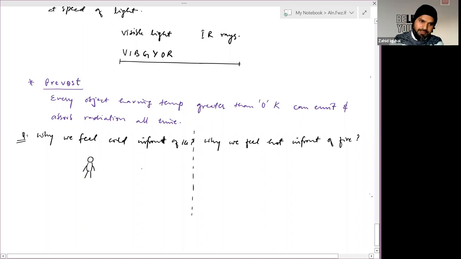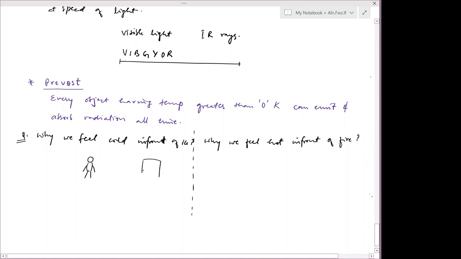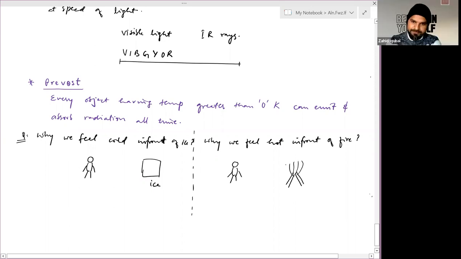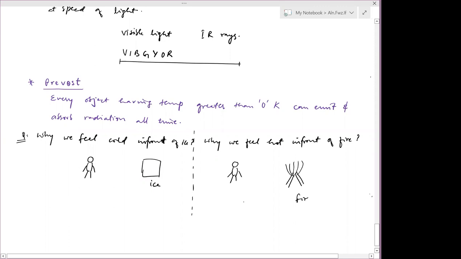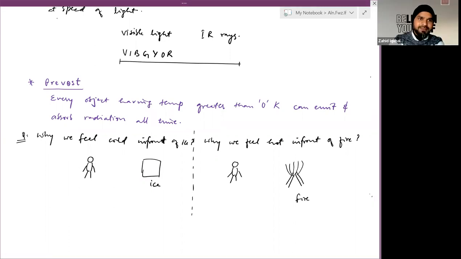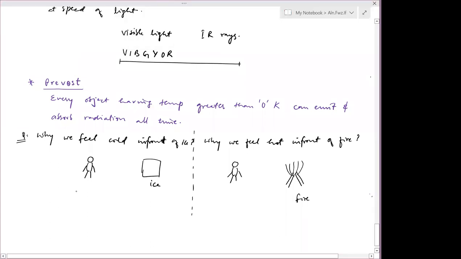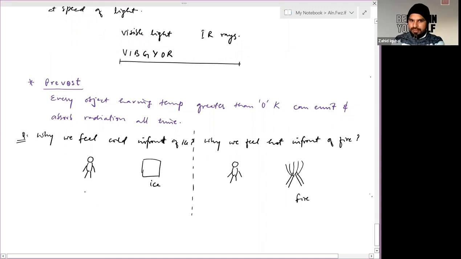Ifra, any idea? Because our body will also release some radiation, meaning it will emit because its temperature is more than 0 Kelvin, and ice will also emit that. So what will happen? Let me define. Cold. Suppose this is a human body. Its normal body temperature is 37 degrees Celsius, so in terms of Kelvin, it will be about 310 Kelvin. Temperature of ice will be 0 degrees Celsius, so in terms of Kelvin, it will be 273 Kelvin.